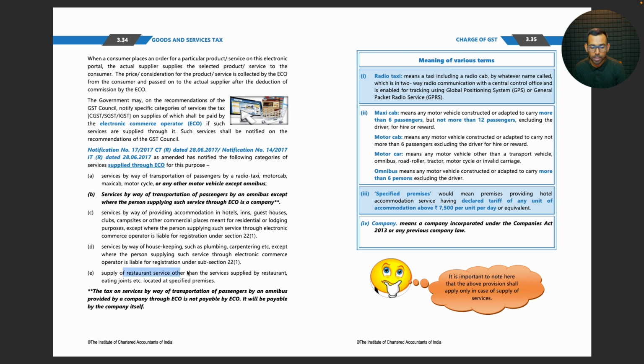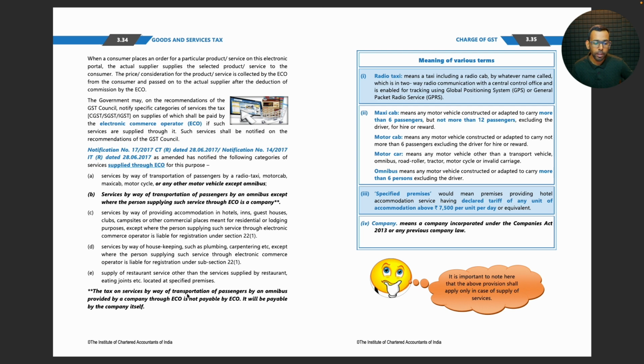Supply of restaurant service other than the services supplied by restaurants located at specified premises. So this last point is Swiggy and Zomato. Any restaurant registered under Swiggy or Zomato supplies food. The service provider is deemed to be Swiggy or Zomato, the e-commerce operator, but they are excluding certain things located at specified premises. We have to see what the specified premise is.